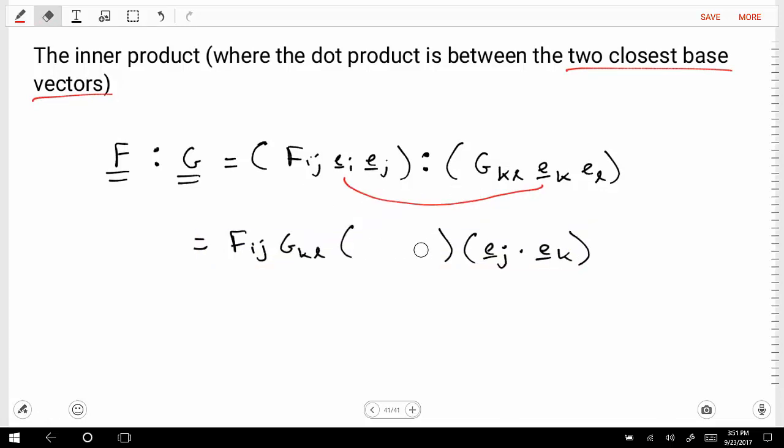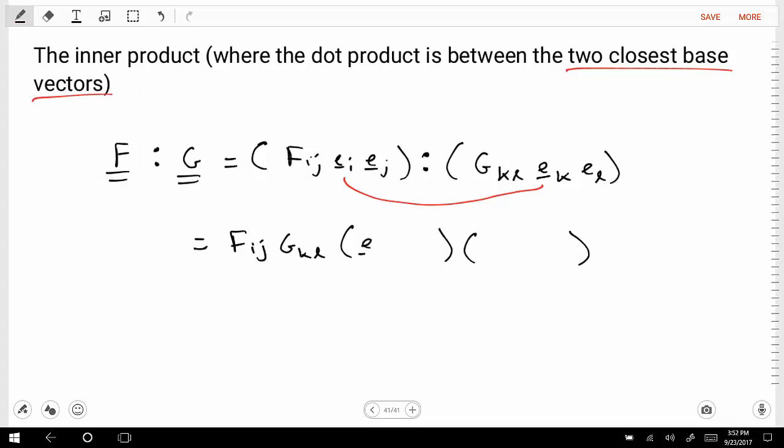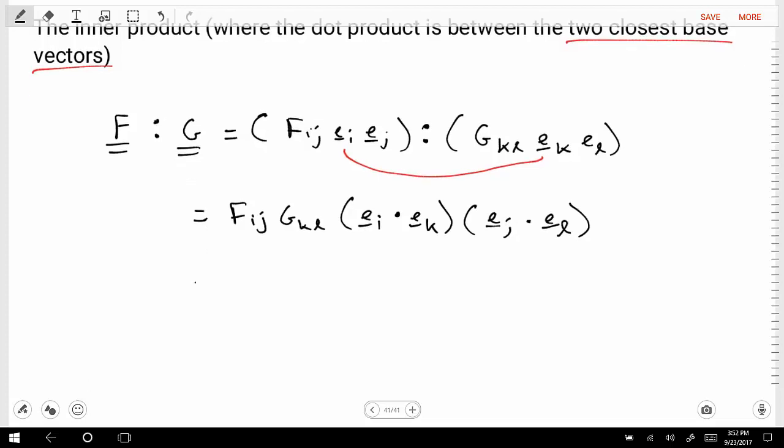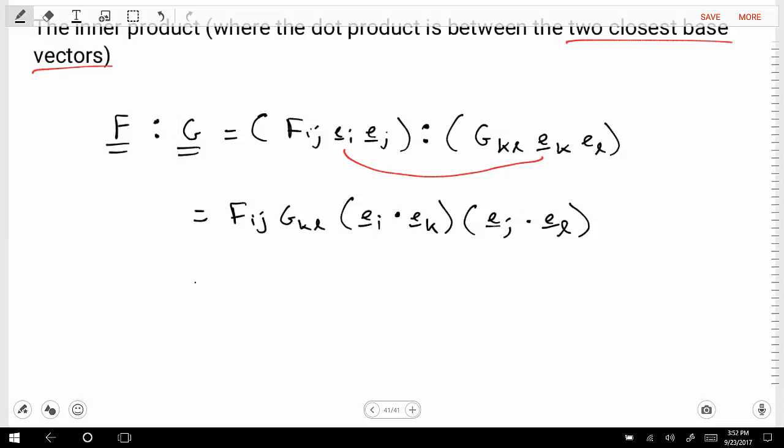So if we consider that, then we'll do the base vector i dot product base vector k, and the base vector j dot product base vector l. When we find our Kronecker deltas and we regress down our identities, so we eliminate the ones that we don't need, we'll find that F_lk and G_lk are our terms of this inner product, right?